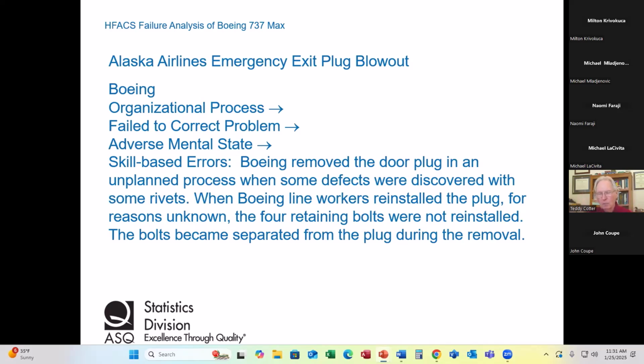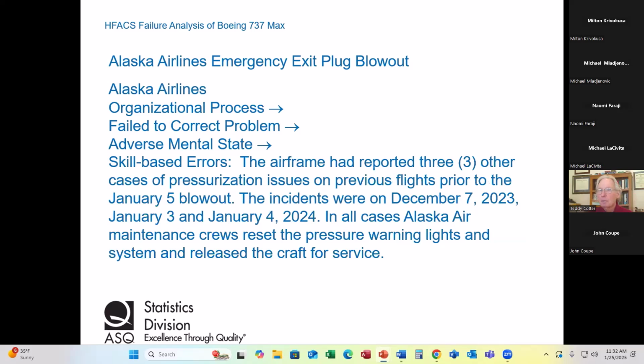I noticed this in some of the HFACS reports that my doctoral student and his team did in 2014. So we can trace this again back to organizational processes. Notice the commonality we're starting to find. But on Alaska Airlines' part, when you read the FAA reports, again, organizational process, failed to correct the problem, adverse mental state, and skill-based errors.